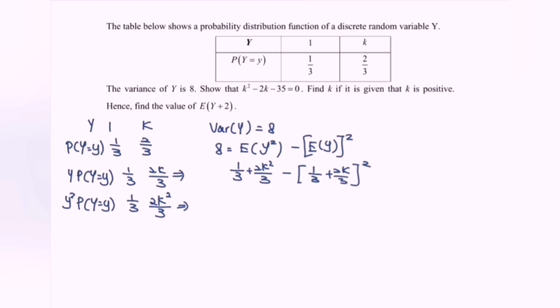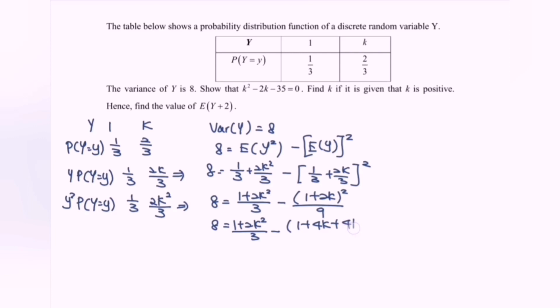Kindly focus on this part. So we will have 8 is equal to 1 plus 2k squared over 3 minus bracket 1 plus 2k bracket square over 9. So expand the situation. So we will have 8 is equal to 1 plus 2k squared over 3 minus bracket 1 plus 4k squared over 9. Multiply all the terms with 9.